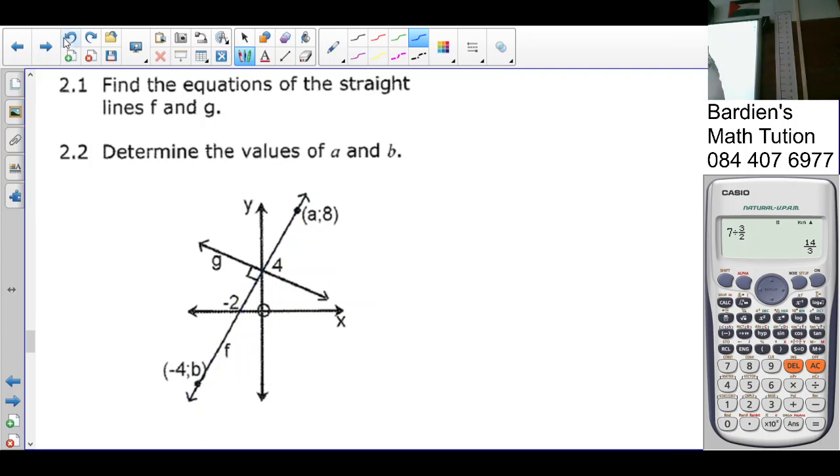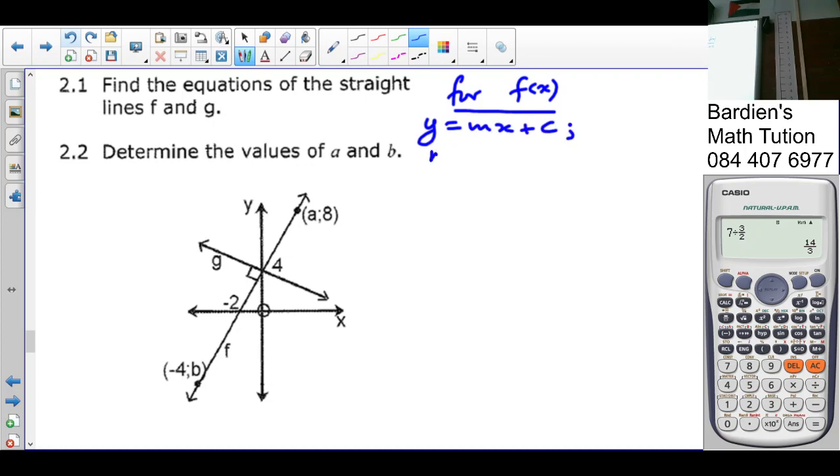So, for f of x. You don't have to write this. This is just if you're a bit confused about what we're calculating at that point. Okay. So, for the straight line, it will be in the form of y is equal to mx plus c.